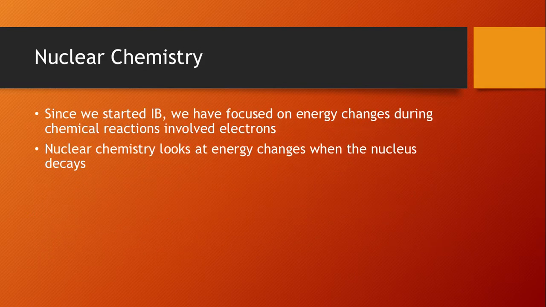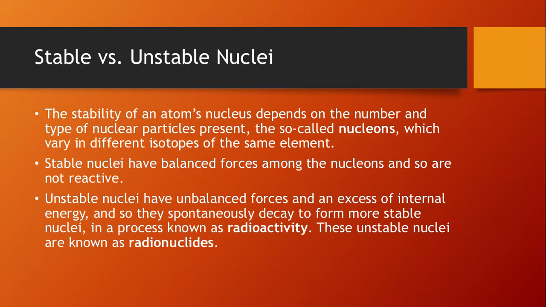So, since we started IB, we have focused on energy changes during chemical reactions involving electrons. Nuclear chemistry looks at energy changes when the nucleus decays. So we're actually going to take a look at the nucleus. So the first thing we want to differentiate is stable versus unstable nuclei.